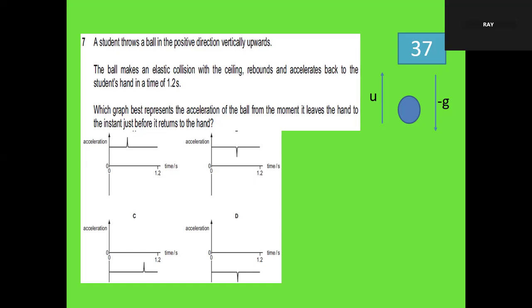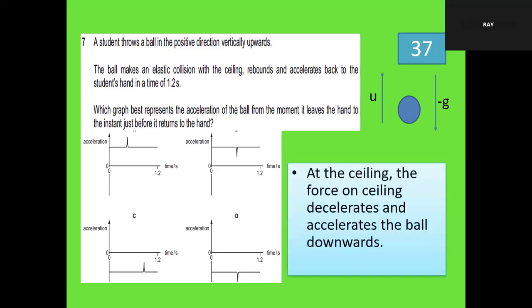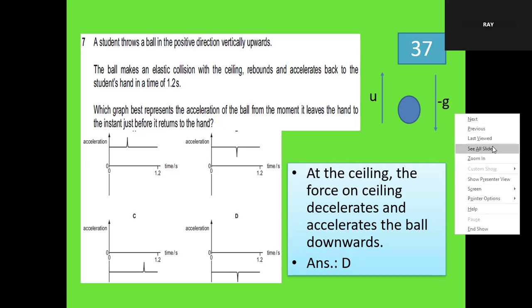What's the answer? At the ceiling, the force on the ball decelerates it. Right? D, no? g is always negative. So when it hits the roof, the ceiling will provide another downward force. Oh, is that why there's a sharp spike where it hit the ceiling? Same direction as g. Okay.